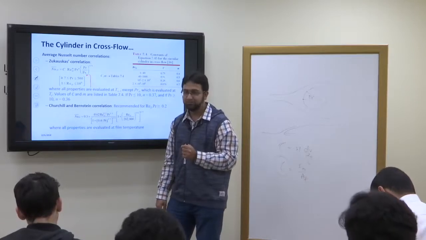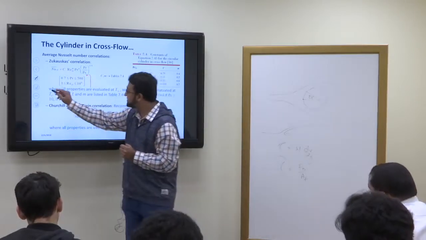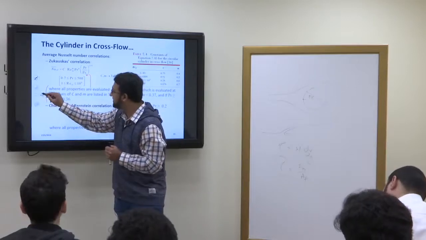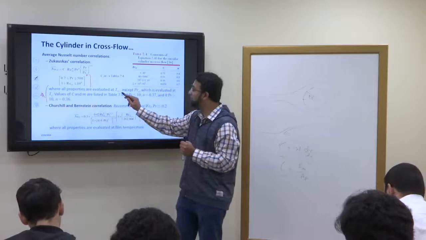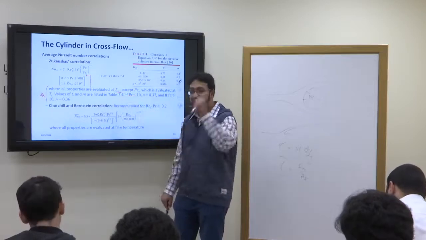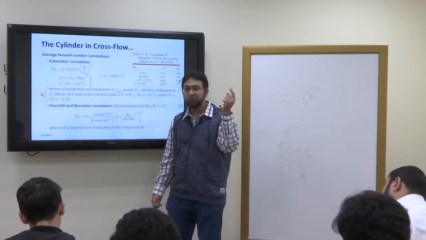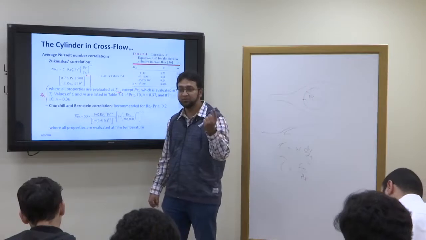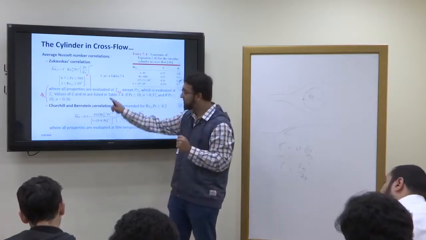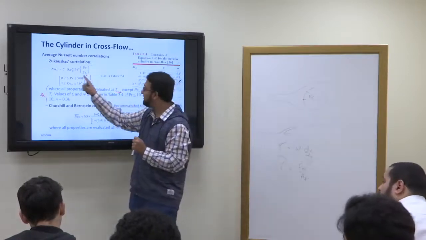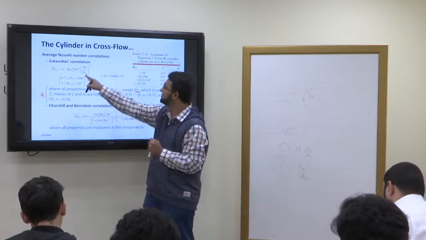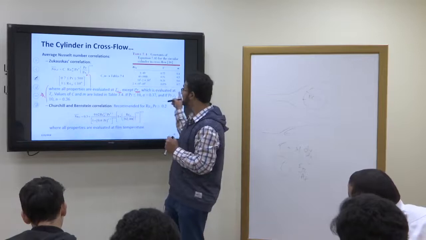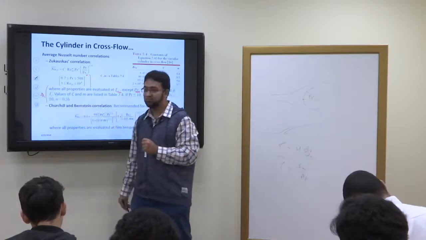Is it clear? Now, these sentences are very important. Read here: where all properties are evaluated at T infinity. In the previous case, at what temperature did you determine the properties? Mean film temperature. Here, all properties are evaluated at T infinity except Prs, which is evaluated at Ts.